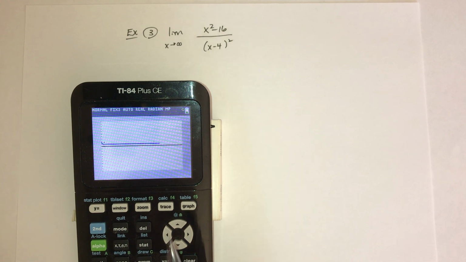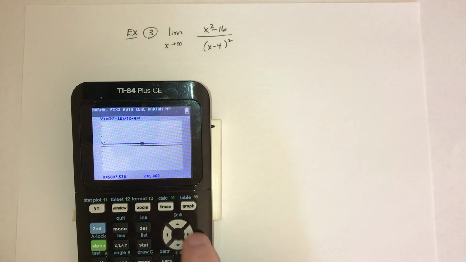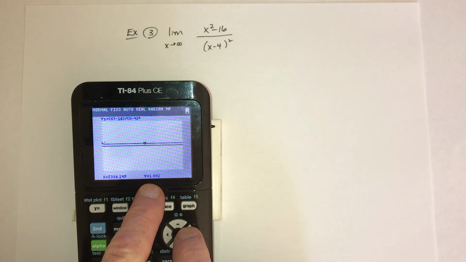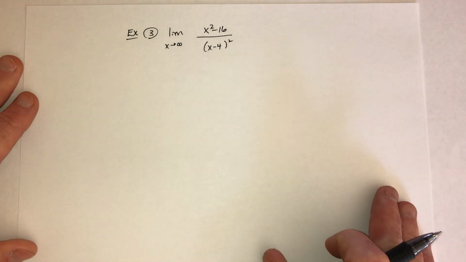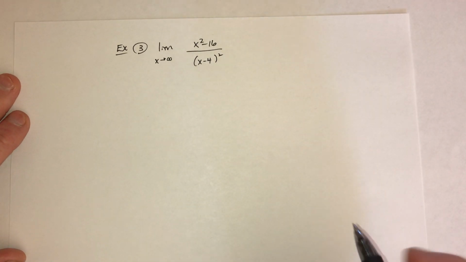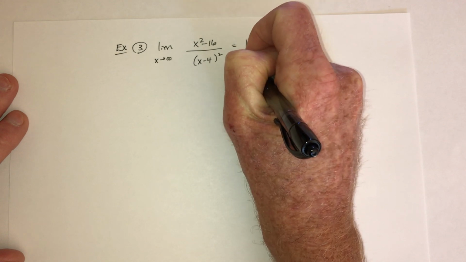So it leveled off and it's not touching the x-axis, so the answer is not 0. It is close to 1.02. Now it says 1.01. So I'm thinking that the answer is 1. How do we actually prove that? Well, instead of factoring it, what we're going to need to do is multiply out the denominator.